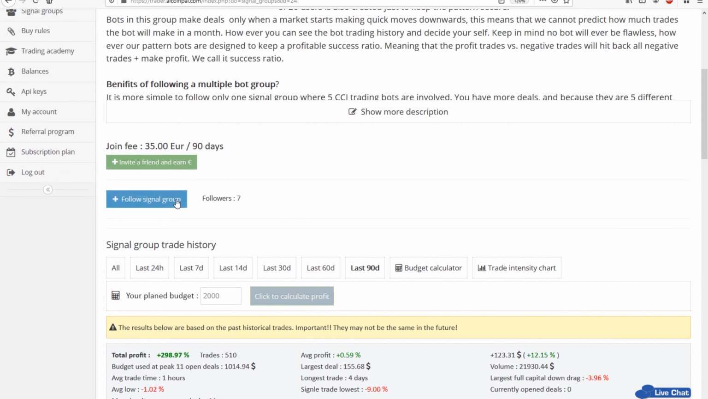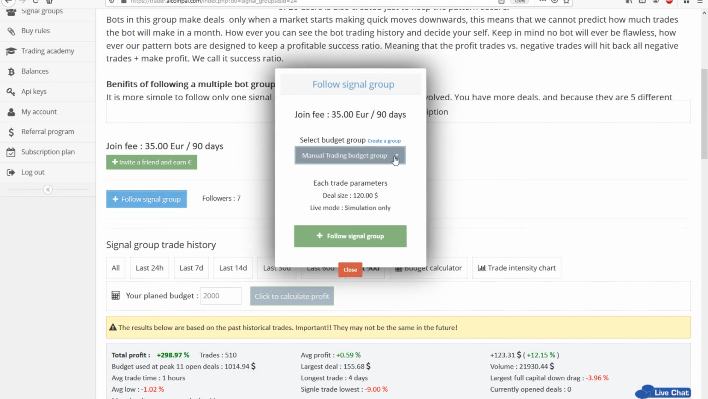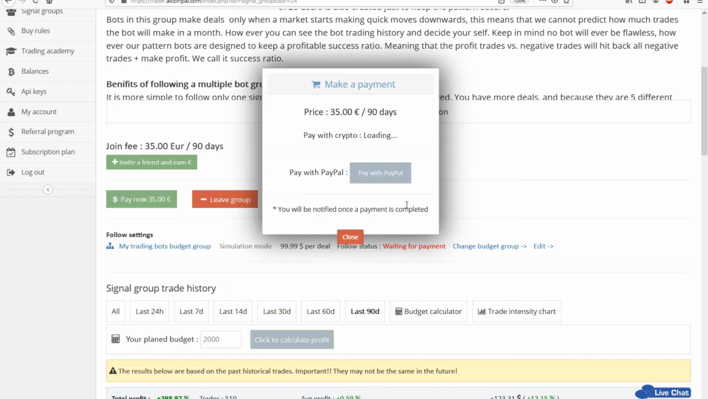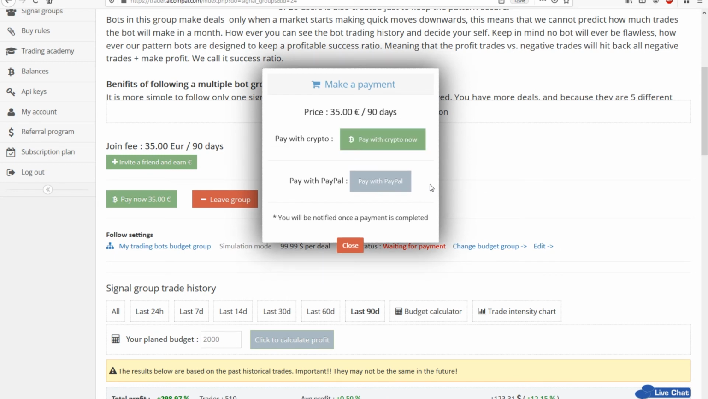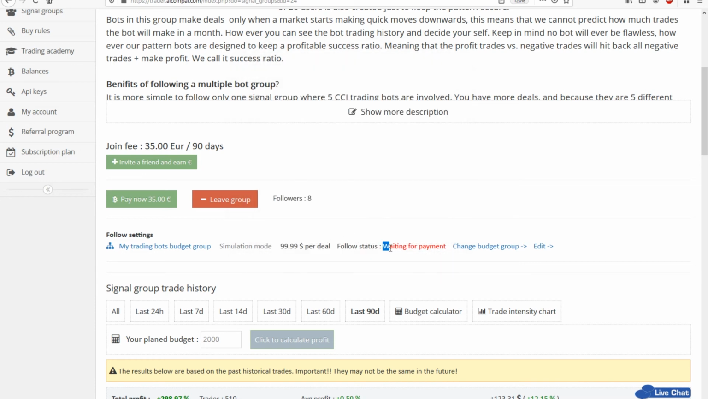So let's just click follow this signal group. We need to select which budget group to use for this signal group. We'll use trading bots budget group, follow this signal group, and here we will need to choose what payment we want to have, and once your payment is filled, you will see that we are following this signal group right here. And you can leave this group at any moment. You can change budget group. You can change or edit the budget group itself. You can have full control later if you want to change any budget for this trading bot.